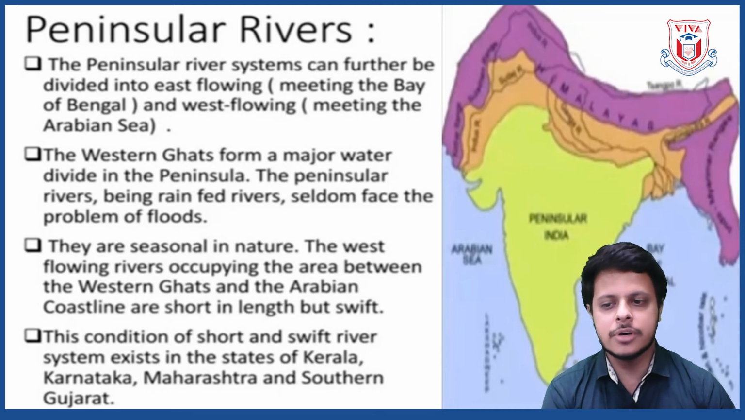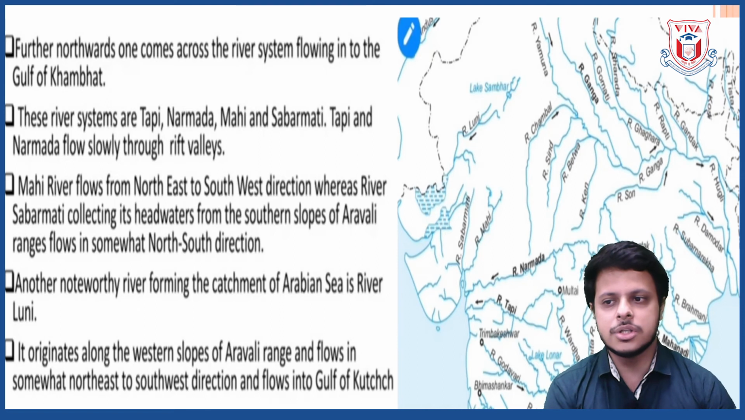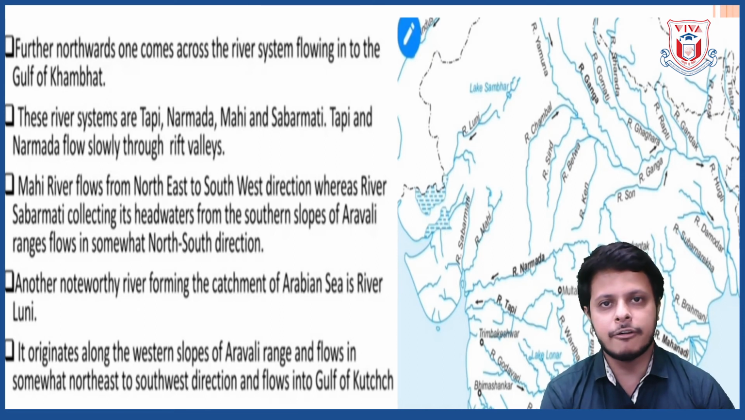The west flowing rivers occupying the area between the western Ghats and the Arabian coastline are short in length but swift. This condition of short and swift river system exists in the states of Kerala, Karnataka, Maharashtra and southern Gujarat. Further northwards, one comes across the river system flowing into the Gulf of Khambat. These river systems are Tapi, Narmada, Mahi and Sabarmati.